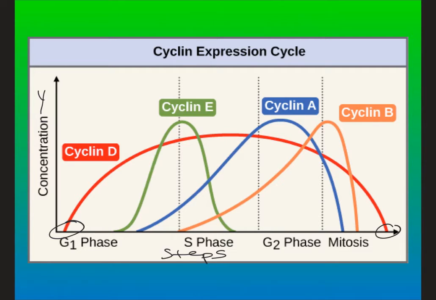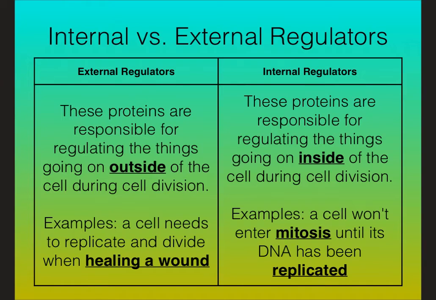Some of these proteins don't come until later on, such as cyclin B, which doesn't start till S phase, or cyclin E, which ends during S phase and you won't have it again. So this just kind of shows an example of these proteins and when they show up and how much of them are showing up to be able to regulate what's going on with the cell cycle.